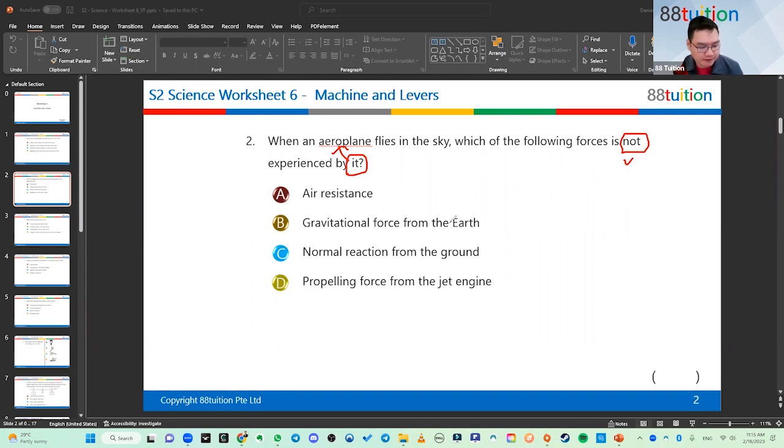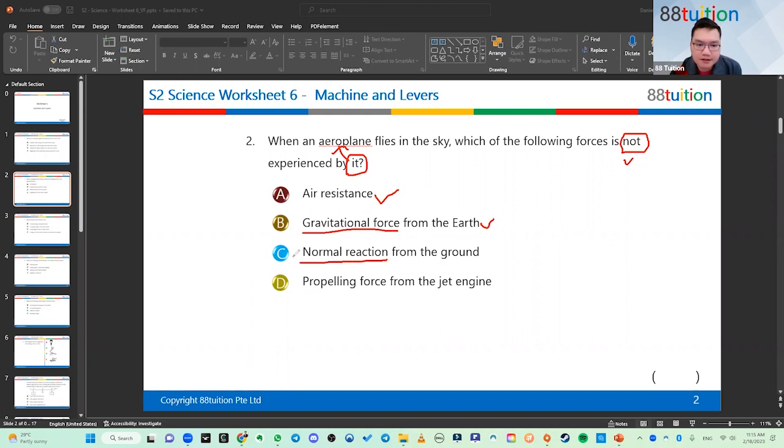First one is air resistance. So does aeroplane experience air resistance? It does. Yes, air resistance. The airflow over it, you can have air resistance. So gravitational force from the earth, does it experience it? It does also. So aeroplane flies in the sky, it experiences gravitational force.